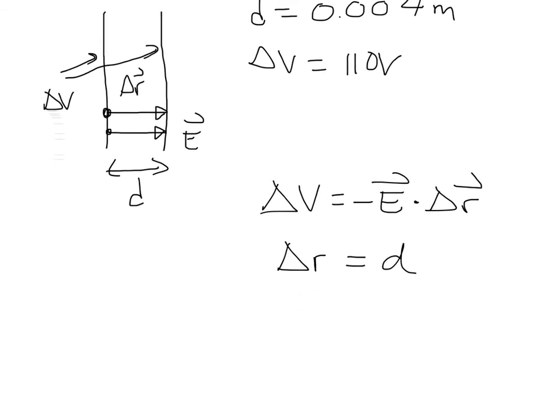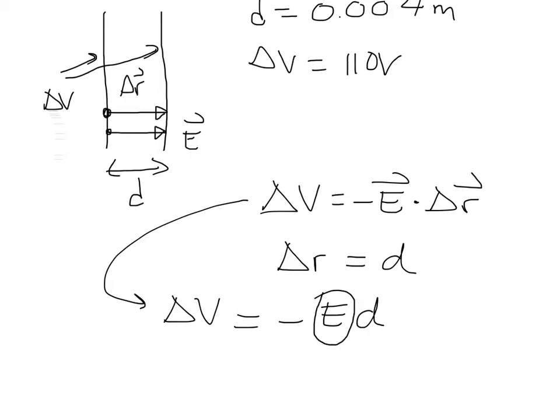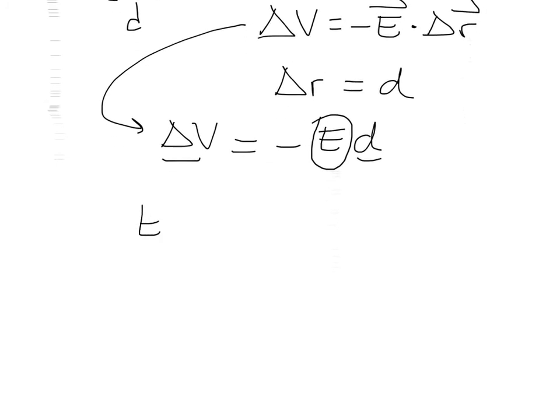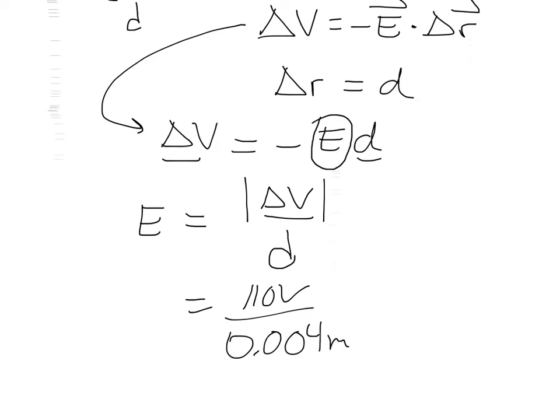And this relationship is now just minus E times d. You see the only unknown here is E, which is what we're asked for. We have delta V and d. So now that I have all these values, I can just plug this in. And again, since I'm just interested in the magnitude, I'll put an absolute value sign there. So it's just 110 volts divided by 4 millimeters. And that, I'll let you confirm, is 28 kilovolts per meter.